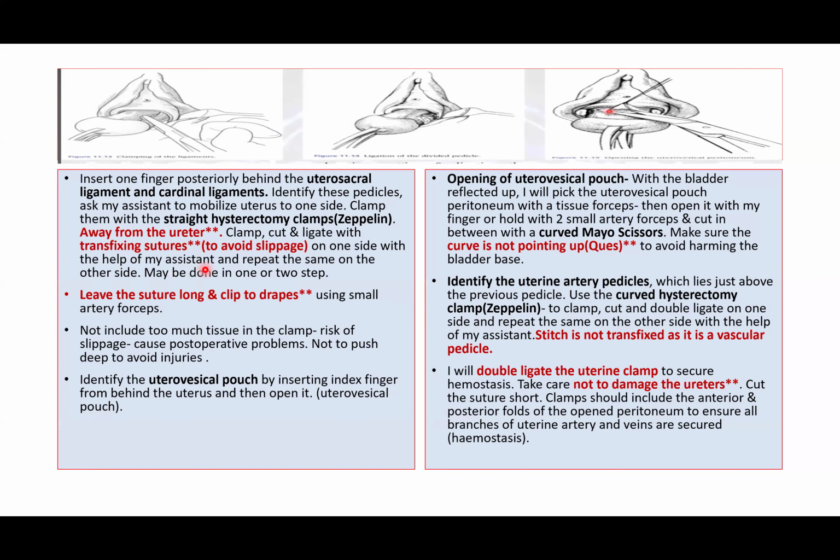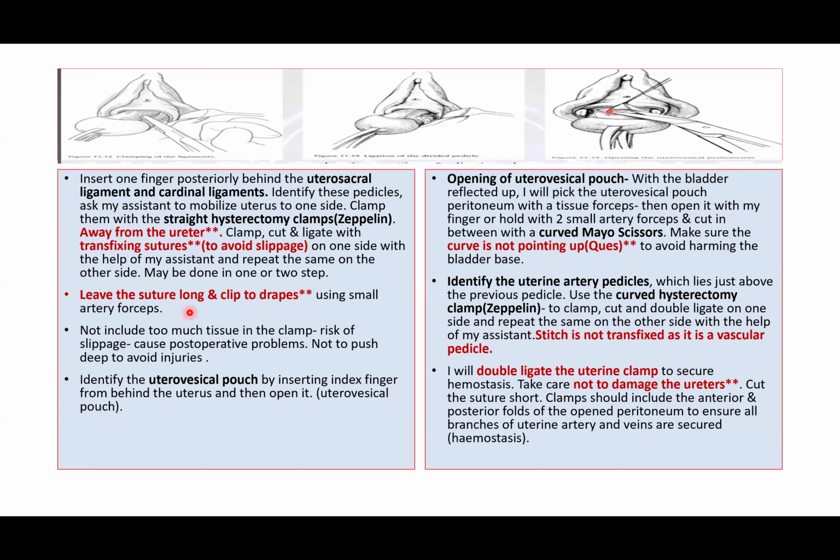Involve your assistant. It is your communication with your colleague. And repeat the same on the other side, may be done in 1 or 2 steps. Depending upon the size of the uterus, if you're able to take both the ligaments together, well and good. If otherwise, you can clamp them separately.